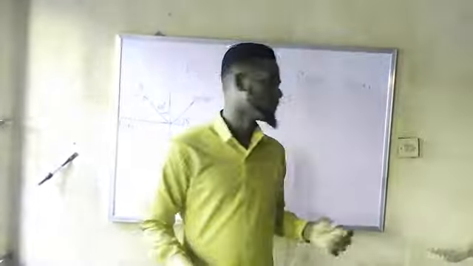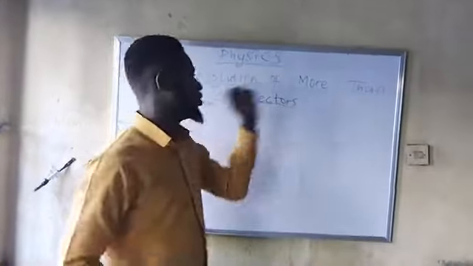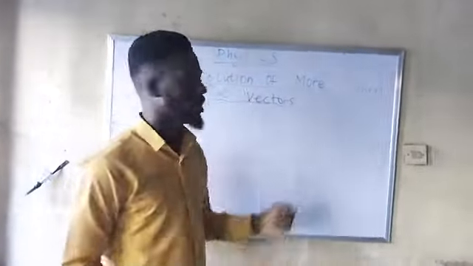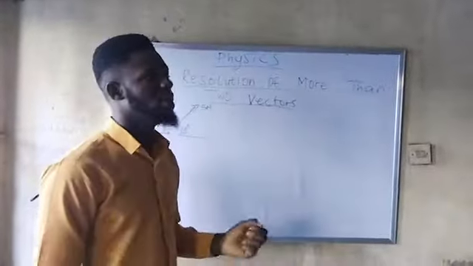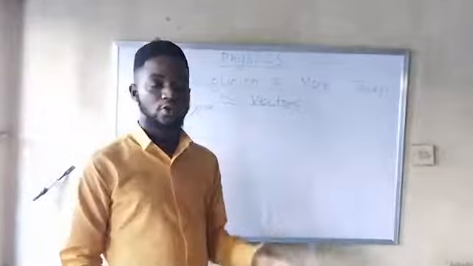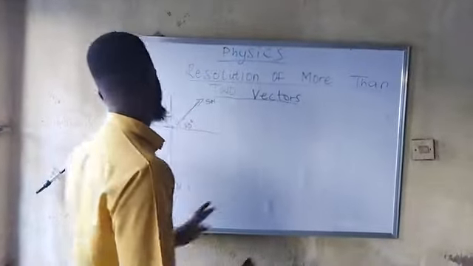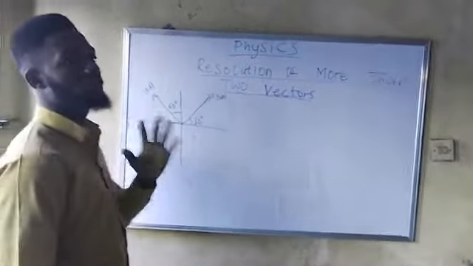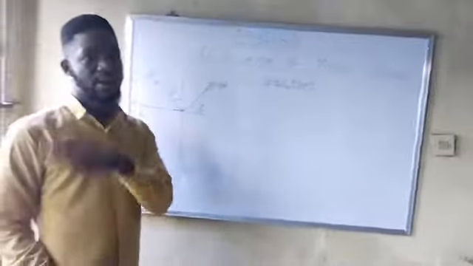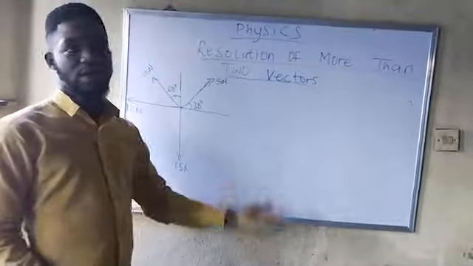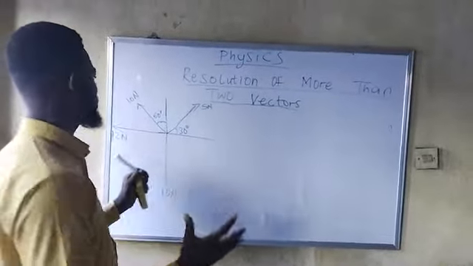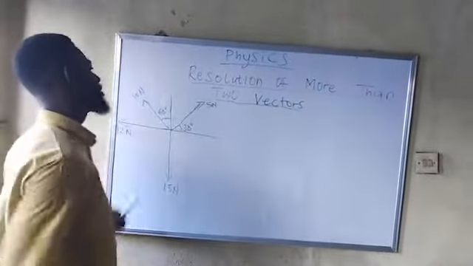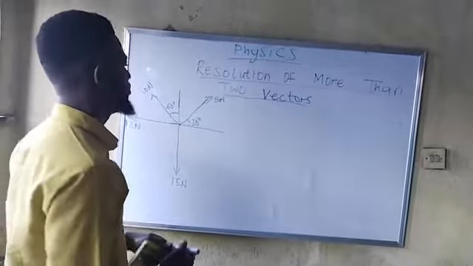Today we're going to be looking at the resolution of more than two vectors. We're going to consider how to resolve more than two vectors, and it doesn't matter whether it's force or velocity. If the vectors are more than two, how do you resolve them? We looked at how to resolve two vectors using the parallelogram law and another way of doing it. But this time we're going to look at how to get the resultant when there are more than two vectors.